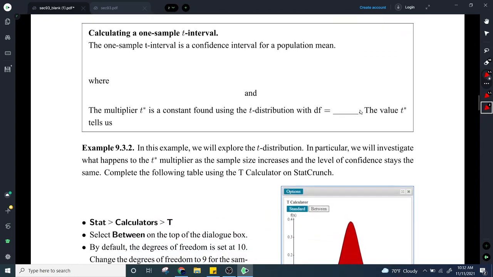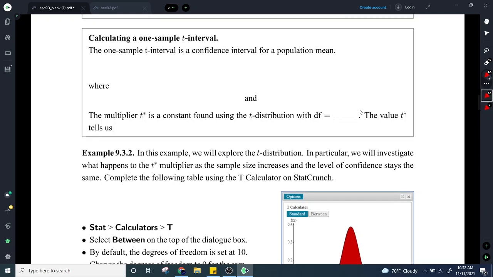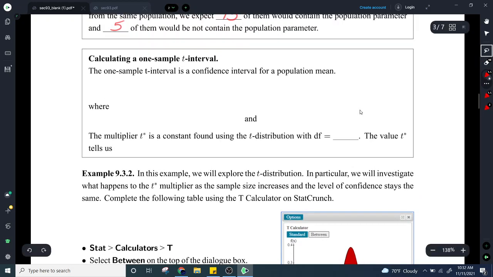Let's talk a little bit more about how to actually do this by hand. The one sample t interval is a confidence interval for a population mean. We're going to do this in StatCrunch as well, but I want to show you quickly how to do this by hand. Before we get too into this, I just want to remind you, back in Chapter 7, how did we do a confidence interval? We did p hat plus or minus the margin of error. Really, it's the exact same idea, basically the same formula. We're just not using p hat. Instead, we're using our sample mean. So our formula is going to be x bar this time plus or minus our margin of error.